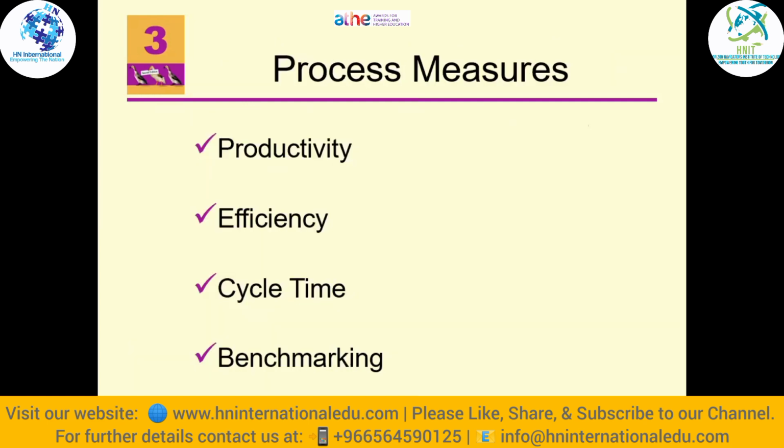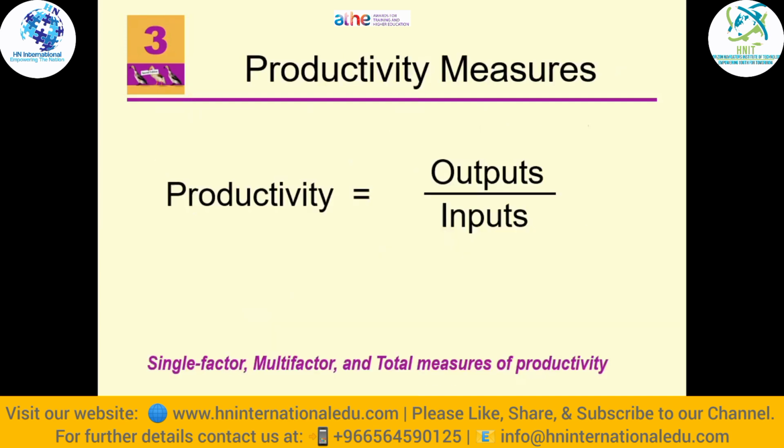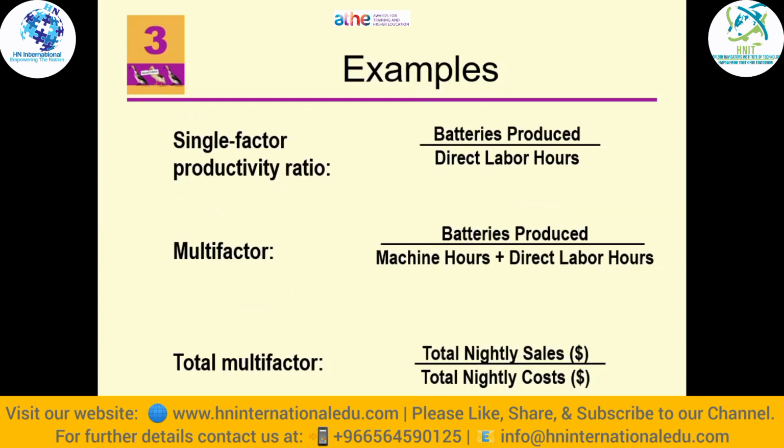You have done the process measures as well. Productivity measure: what is productivity? It means what kind of output you had when you were implementing your input. So let's do a mathematical example, for example the single factor productivity ratio. How can we do that? Batteries produced over direct labor hours. How many batteries are produced in how many hours. So for instance, the direct labor hours are your input, and the batteries produced is your output.